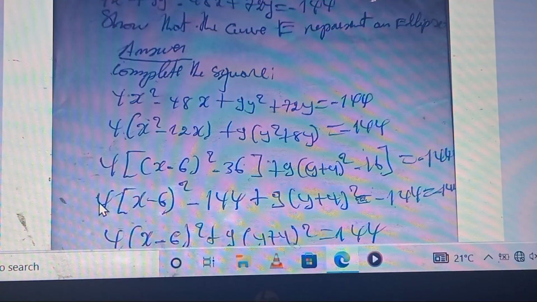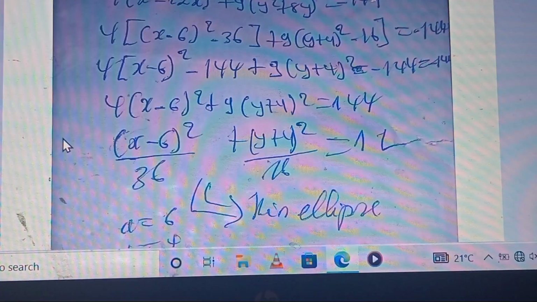Question number 18b. Consider the curve E. Show that the curve represents an ellipse. For here, you make completing the square. That is simple, it is completing the square only. If you know how to complete the square, you pass well. That is from the unit on conics in senior 6, a tough unit.